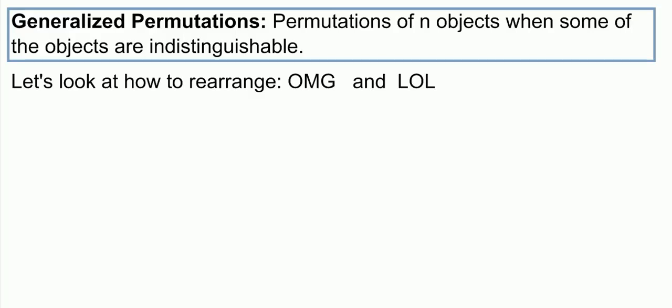Okay, in the last video we looked at generalized combinations. That was the idea of choosing combinations where certain elements were allowed to be repeated. In this video, we're going to be looking at generalized permutations. Remember that the difference between permutations and combinations is that with a permutation the order matters.